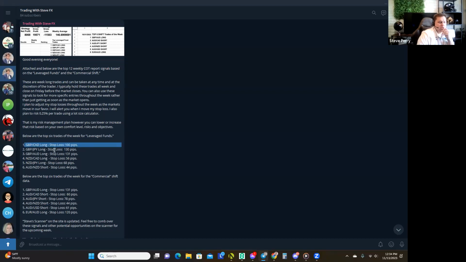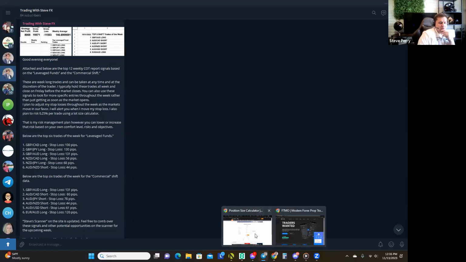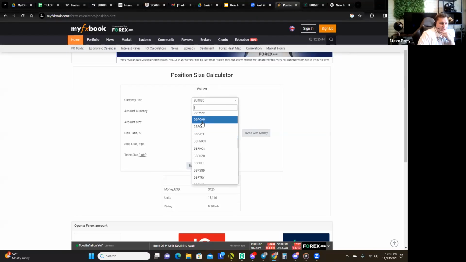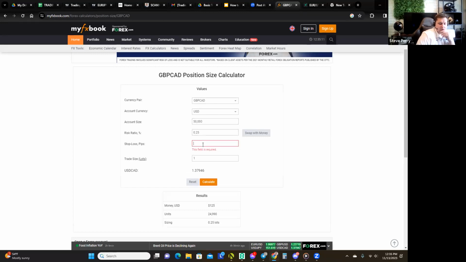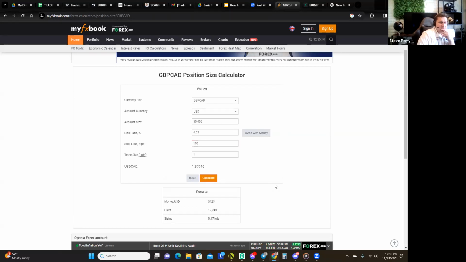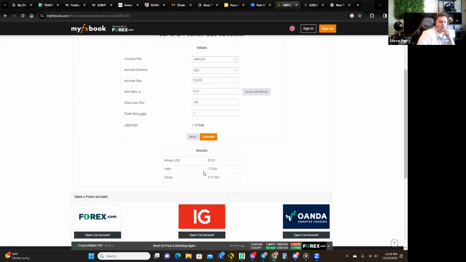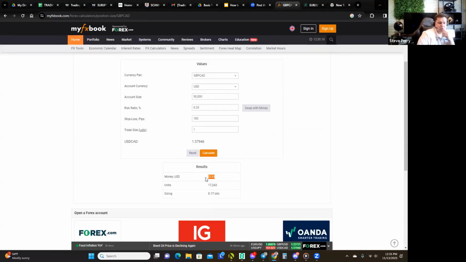So what you would do is you would just go over here to the pound CAD, search it in the drop down, click it, make sure your account size is what it is. I do a 0.25% risk. Then you put in 100 pips stop loss. Then you click calculate. And that's going to tell you, okay, if you want to risk $125 per trade, which is the same thing as a 0.25% risk of your account, then you need to use a 0.17 contract to accomplish that. And again, it's assuming all these variables, but that's how you get precision on every single trade.